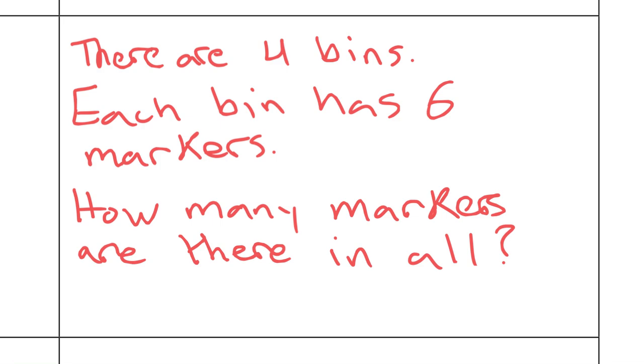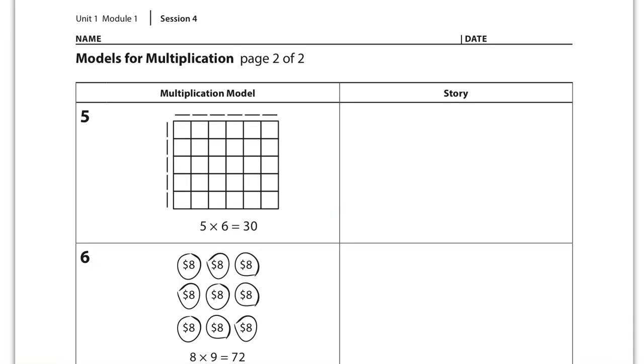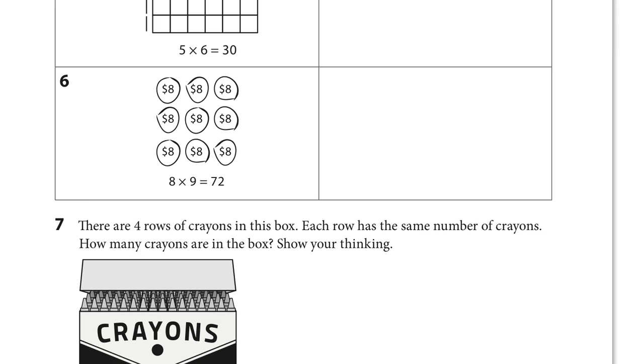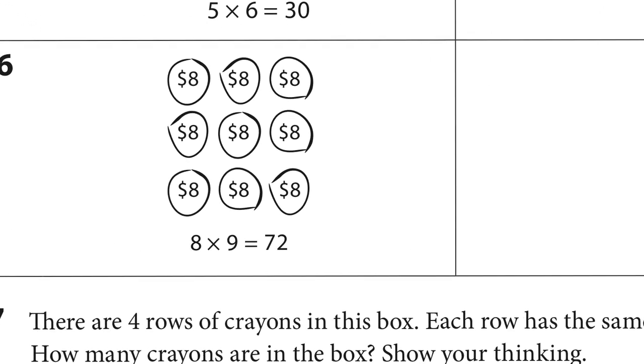Let's look at the second page. We still have some models. This is the same style of model that we had before, just different numbers. I'm not going to come up with a brand new story since we just did one very similar to that. And then we have one, number 6 is very specific to money.